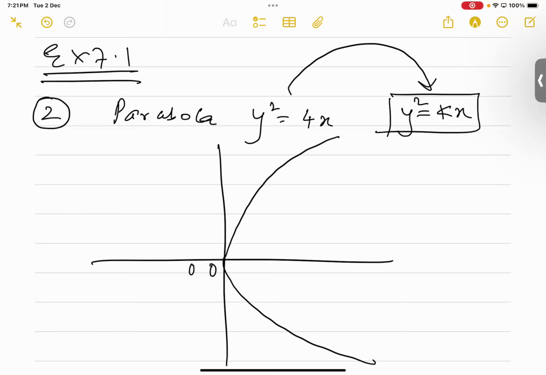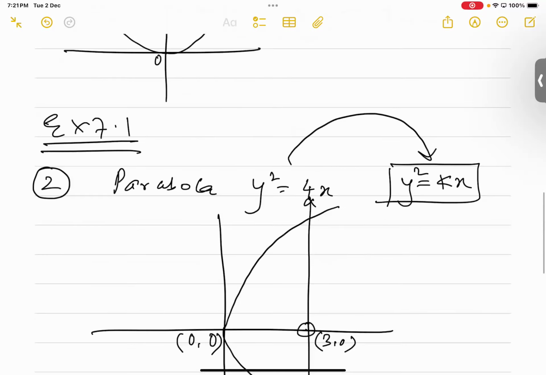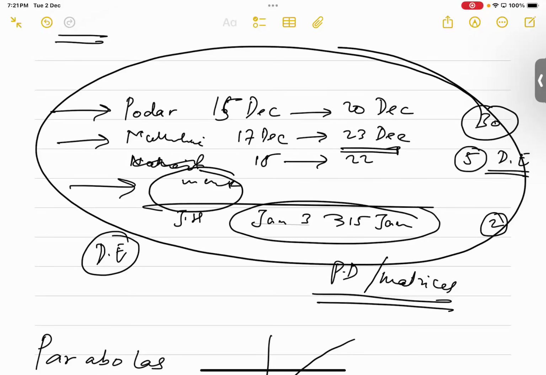This is the origin. Origin is 0, 0, right? Line x is equal to 3. So it is perpendicular to x axis. So this is 3, 0. The curve is y square is equal to 4x, and the line is x is equal to 3. Now one note you have to write down. Okay, let us write that particular note.